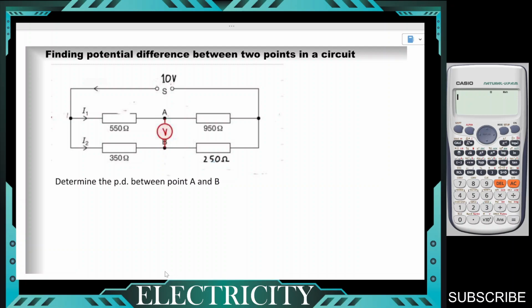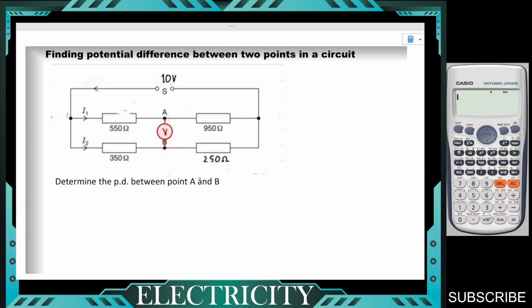Alright, so let's check out what the question is. The question reads, determine the potential difference between point A and B. And then based on this concept, they have some other variations in which they can ask the question. So we'll just go through those variations as well. But let us start off with this one.